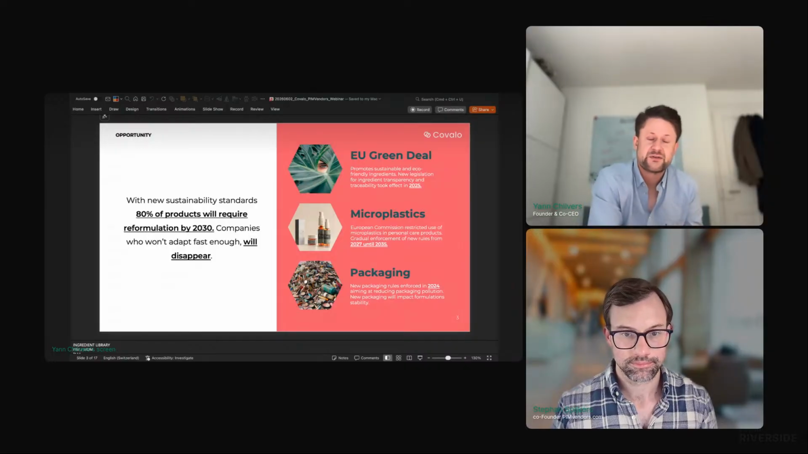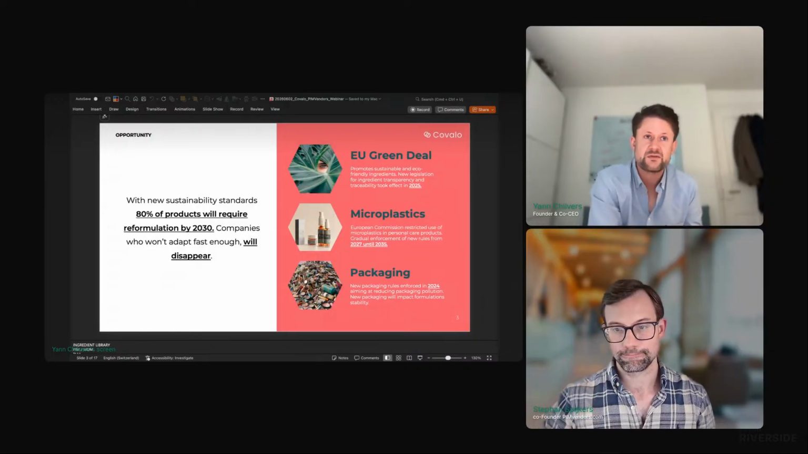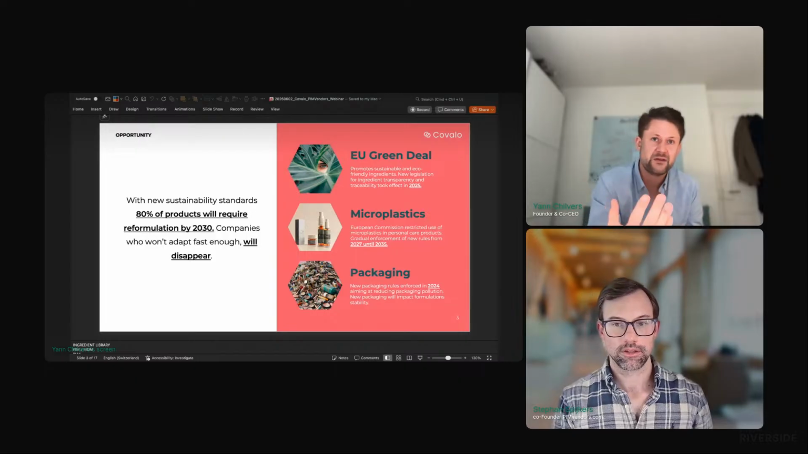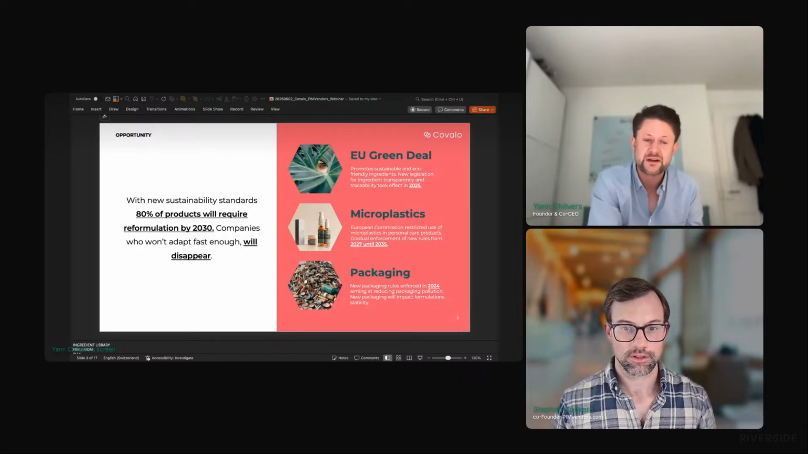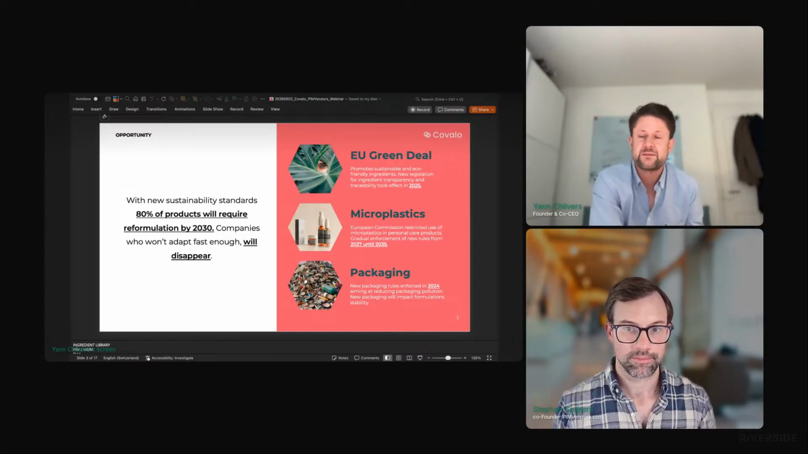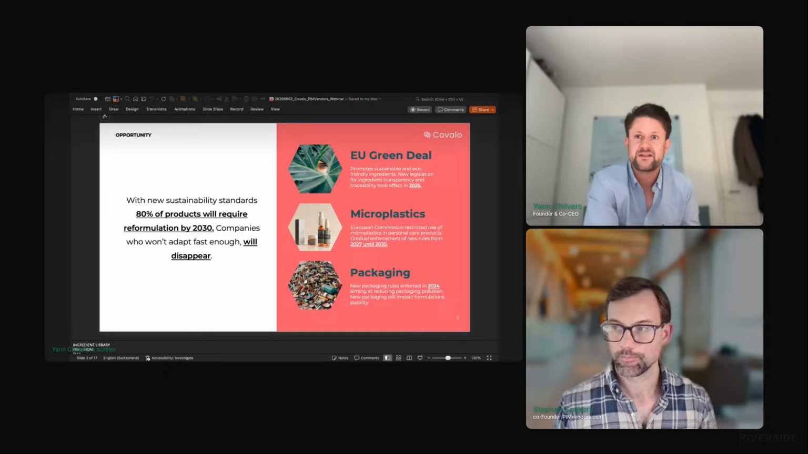And things are just about to get much worse. So we have a lot of new regulation that comes into place. We have the EU Green Deal. We have a lot of other regulation in Europe, in the US, in China. And we estimate that today more than 80% of the existing products will need reformulation. So simply put, the companies that are not able to adapt fast enough will simply disappear.